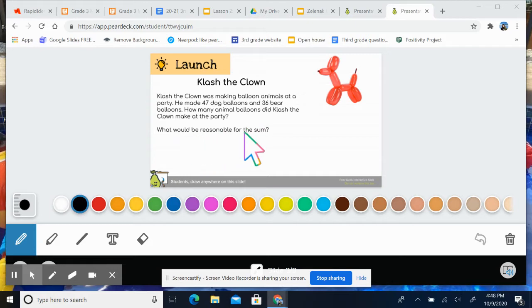So, what would be a reasonable answer? The sum is the answer to your addition problem. Let me take a look at the ones place. 7 plus 6. If you know your doubles facts, 6 plus 6 is 12. 7 is one more than 6, so I know 7 plus 6 is one more than that, 13. When I think of the number 13, I want to show you something really quick.